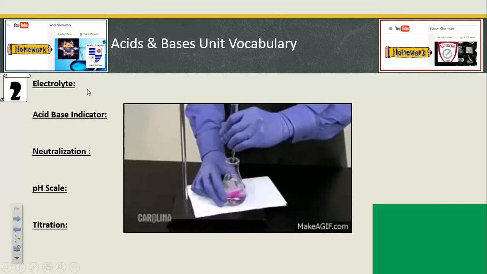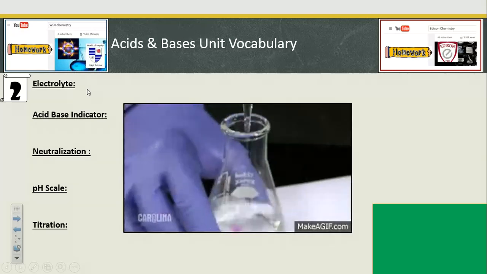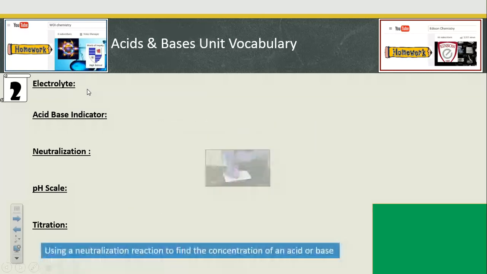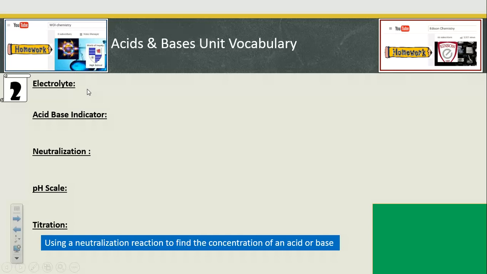Titration. Watch carefully, because that's exactly what you're going to do. You're going to mix an acid with a base. One of those beakers has a base. The burette has an acid. You're going to mix them carefully and measure the concentration of the acid or the base. So it's a neutralization reaction that you tailor very carefully to reach the end point to find the concentration of the base that's in the jar, or I'm sorry, the concentration of the acid that's in the flask.